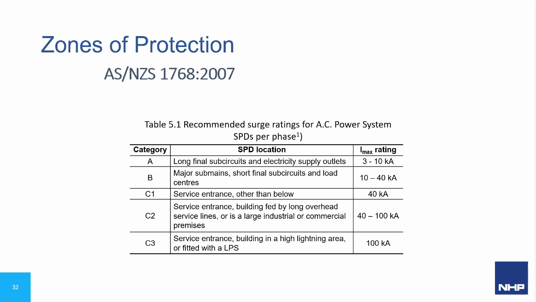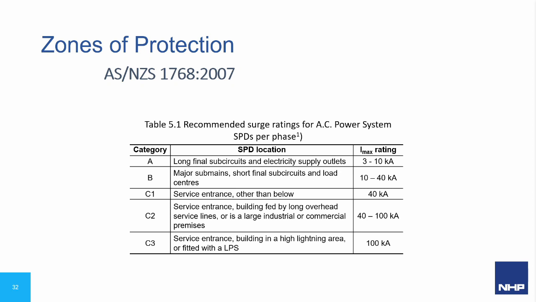The AS/NZS 1768 represents this information in the form of a table and provides a description of the point within the installation and makes recommendations on how large a surge diverter should be. You'll note that the service entrance has three possible ratings, C1, C2 or C3. This defines the likelihood of receiving energy from lightning or other more severe transients. The worst case scenario is C3, and that is where the building is fitted with a lightning protection system.